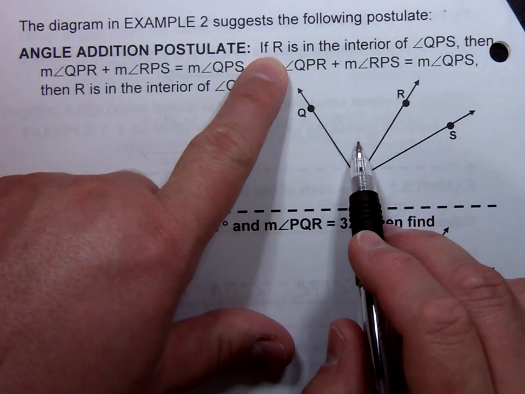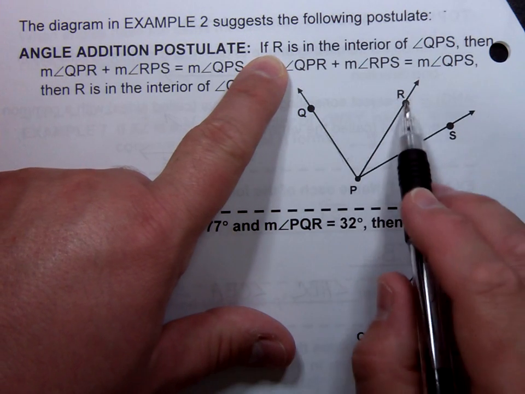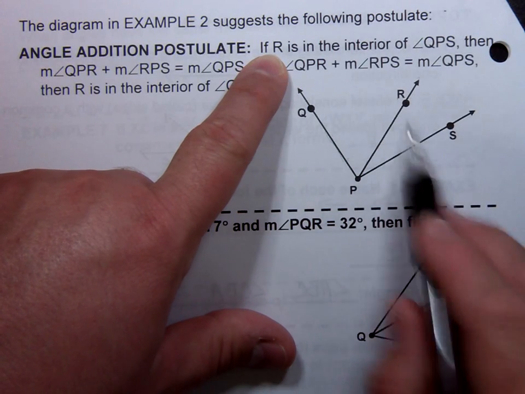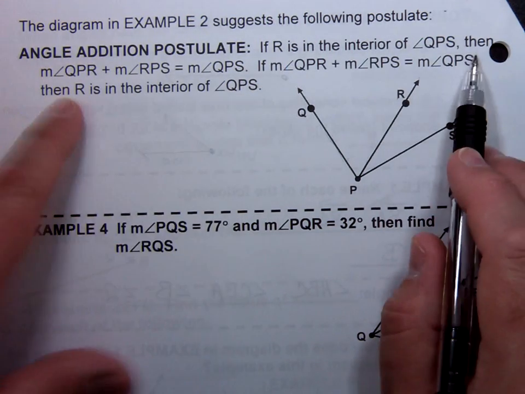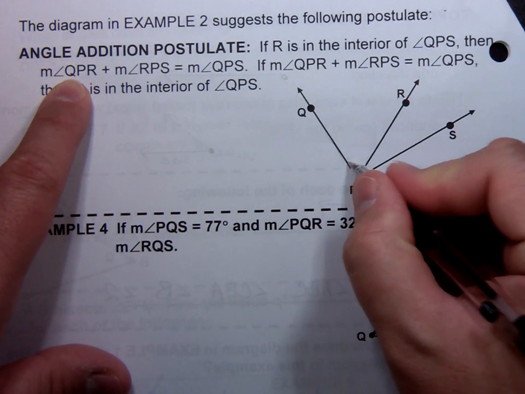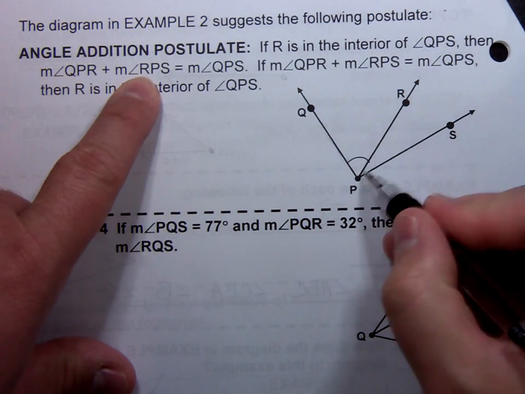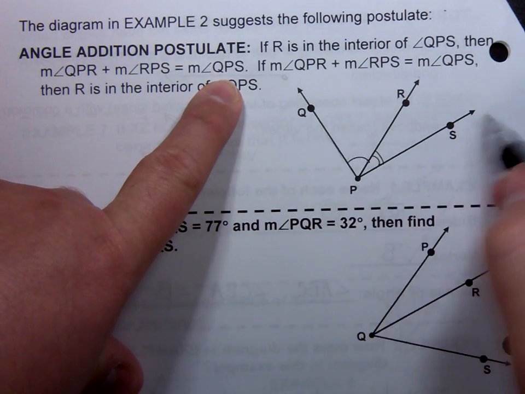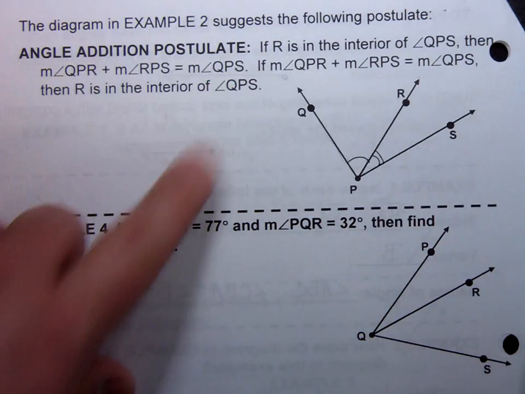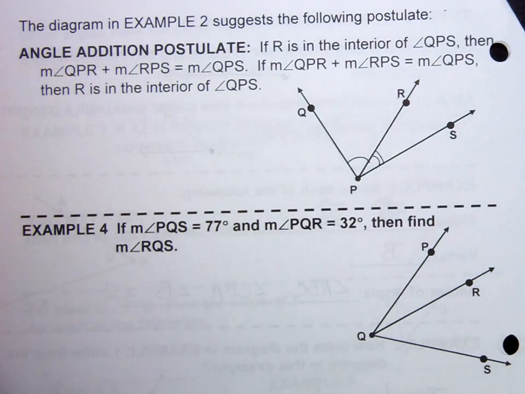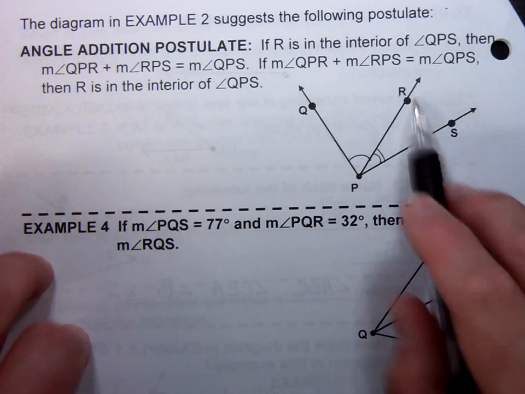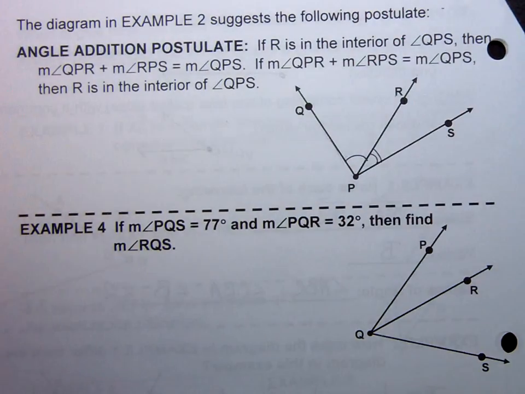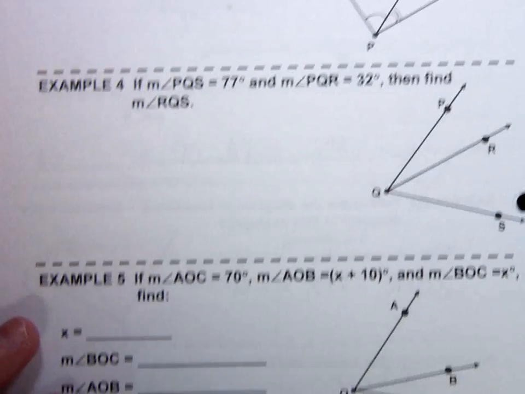If I'm reading through the formal definition, it says if R is in the interior of angle QPS, so we got angle QPS, you can see R is on the interior, then the measure of angle QPR, this angle, plus the measure of angle RPS, this angle, equals the measure of angle QPS, the whole thing. These two parts add up to equal the whole. And then the converse is also true. If I know the two parts add up to equal the whole, then R must be on the interior of angle QPS.